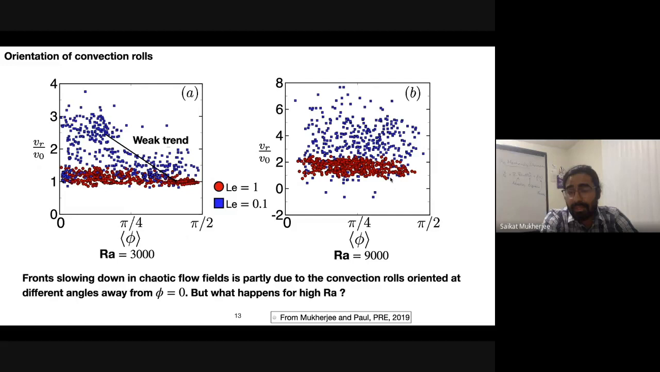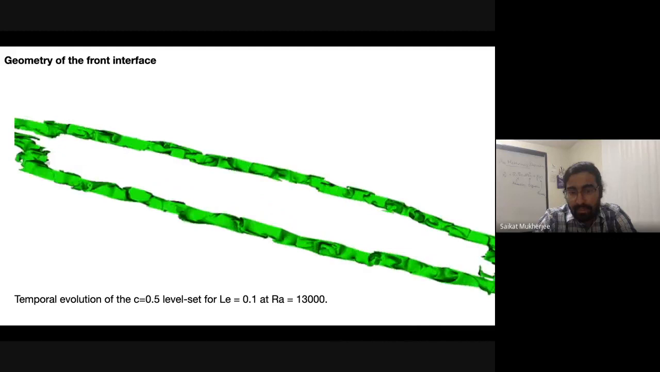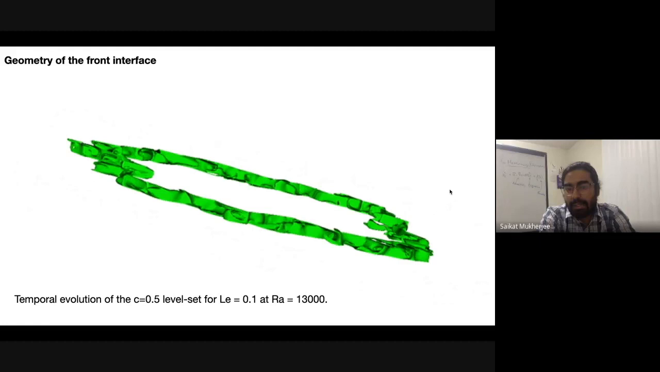So the question is, what happens at higher values of Rayleigh number when there is oscillatory instability? To answer that question, we see this movie first. All the simulations are three-dimensional simulations. So this is a three-dimensional level set of the front that's propagating at a Rayleigh number of 13,000, with an oscillatory instability. We see that the structure is extremely complicated geometrically, and it is discontinuous in places. To quantify that complexity, we quantify them as fractals.